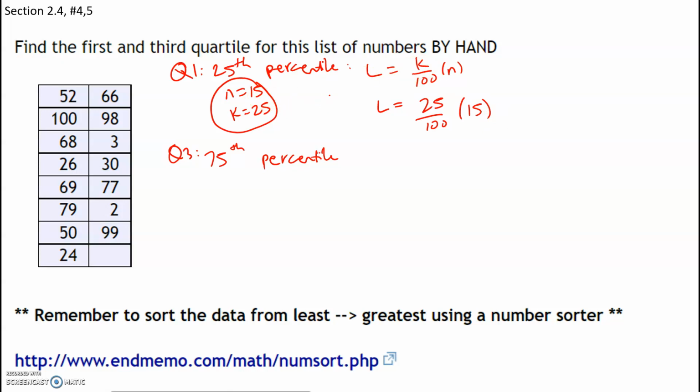So our formula is going to be the location is equal to 25 over 100 times 15. I'm just plugging in k equals 25, n equals 15. You can put this in your favorite calculator. I do recommend desmos.com as we'd used in section 2.3. So we have 0.25 times 15, and this gives you 3.75. We also learned in section 2.3 that if the locator index is a decimal, you're going to round up. So we're going to round up to the fourth location.